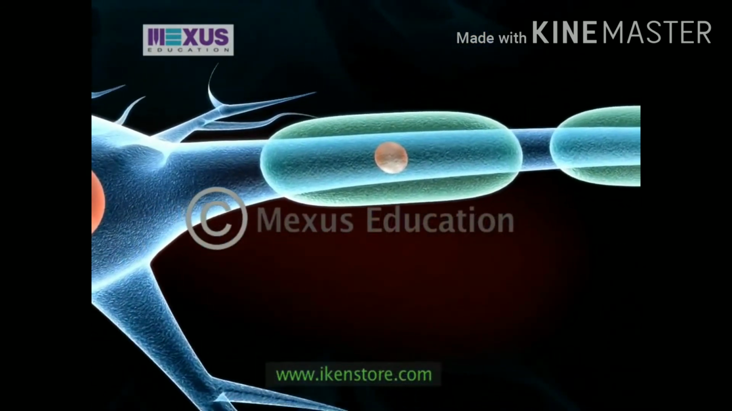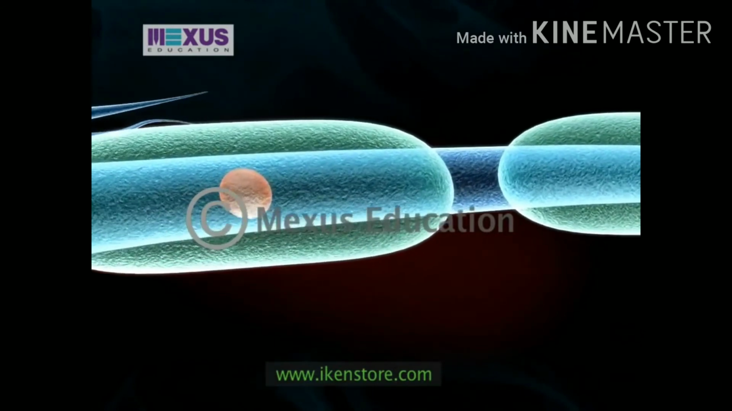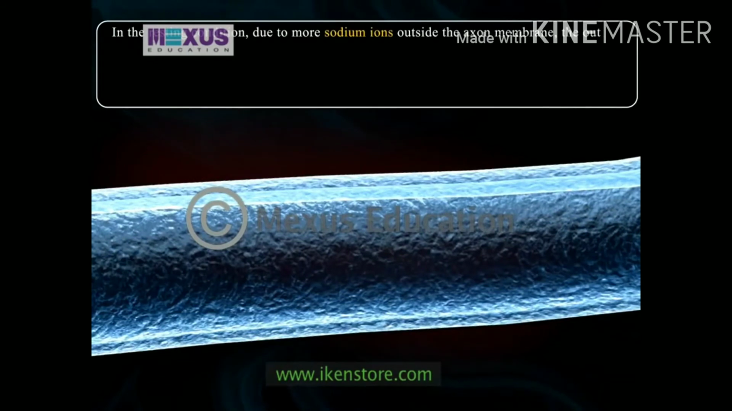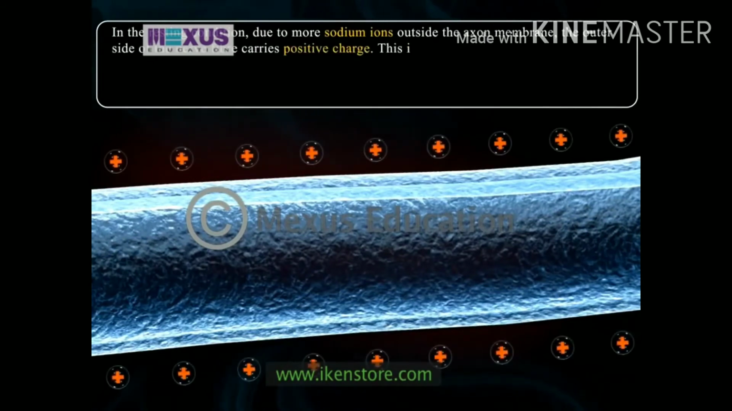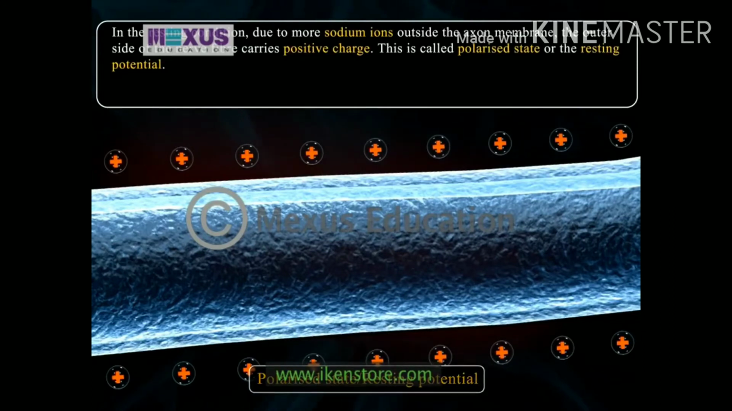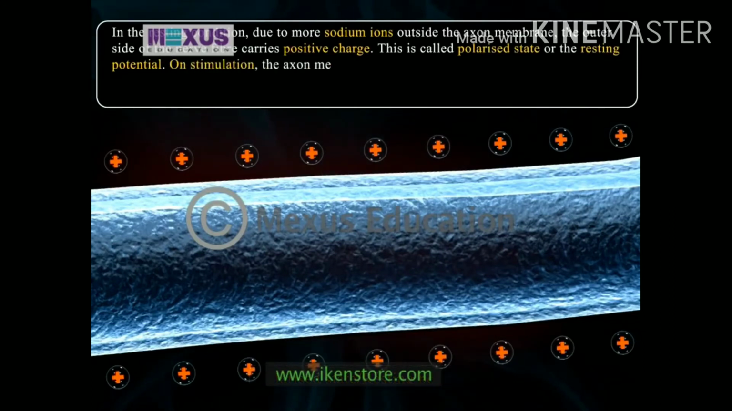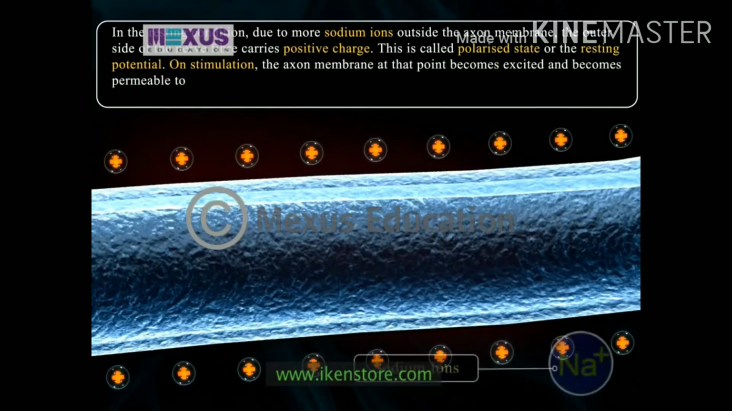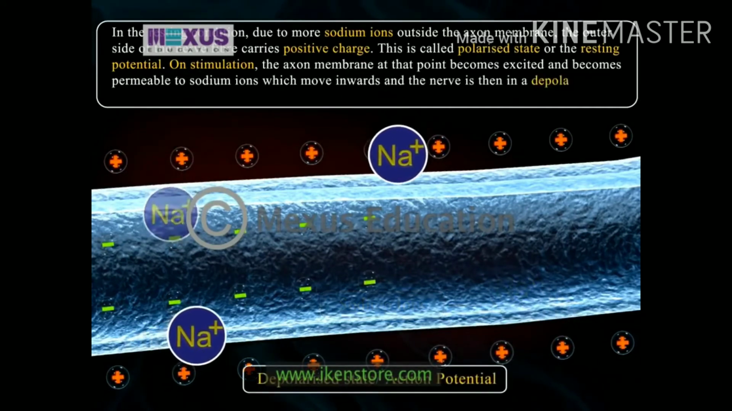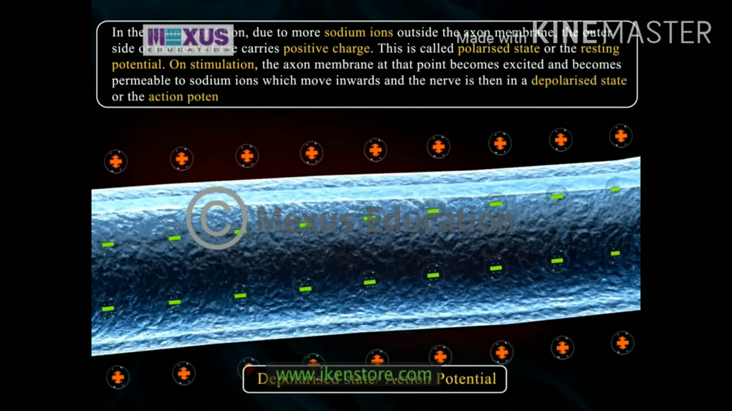Let us now learn how is a nerve impulse transmitted. In the normal or resting condition, the outer side of the nerve fiber carries positive charge. This is called polarized state or the resting potential, which is due to more sodium ions outside the axon membrane. On stimulation, the axon membrane at that point becomes excited and becomes permeable to sodium ions, which move inwards, and the nerve is then in a depolarized state or the action potential.